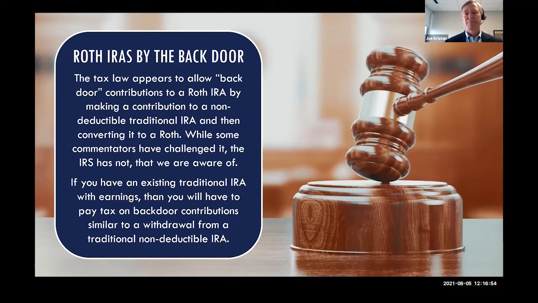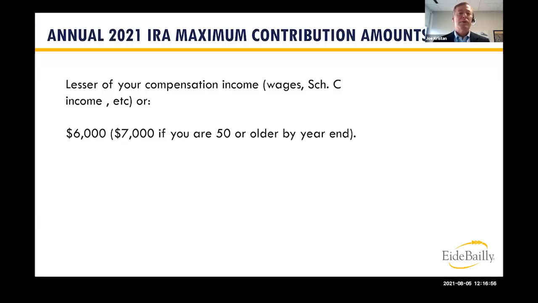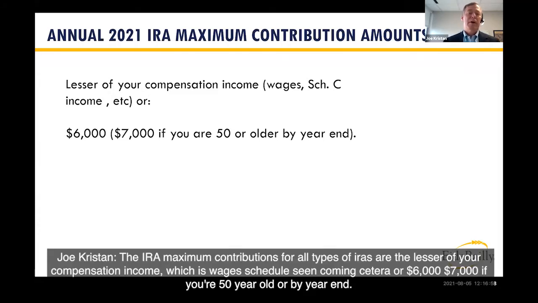For 2021, the IRA maximum contributions for all types of IRAs are the lesser of your compensation income, which is wages, Schedule C income, et cetera, or $6,000, $7,000 if you are 50 or older by year end.